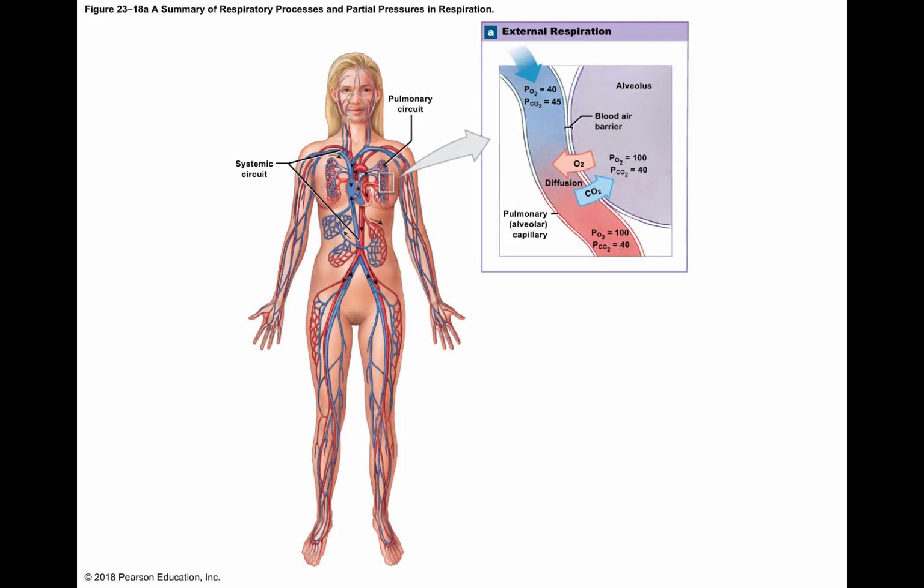Okay, we're talking about CO2. CO2 we want to breathe out. So if we're breathing that CO2 out, the CO2 inside the alveolus is going to be a little lower. Now remember, we said the pCO2 can either be 45, which is high, or 40, which is low. So if we're breathing it out inside the alveolus, it's going to be lower. So the pCO2 in the lungs, in the alveolus, will be 40 because we were breathing it out.